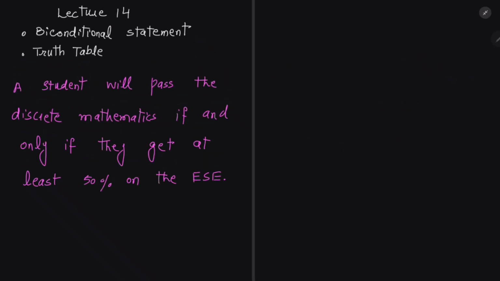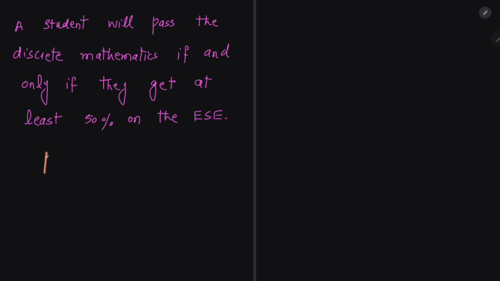But remember the difference if we say that P implies Q. P is your first statement, and Q is that they get at least 50%. The one-sided statement does not guarantee that the student will fail otherwise. Suppose the student gets 49%, if it is only one way, this statement does not say anything about that. So 49% doesn't mean that the student will fail the exam.